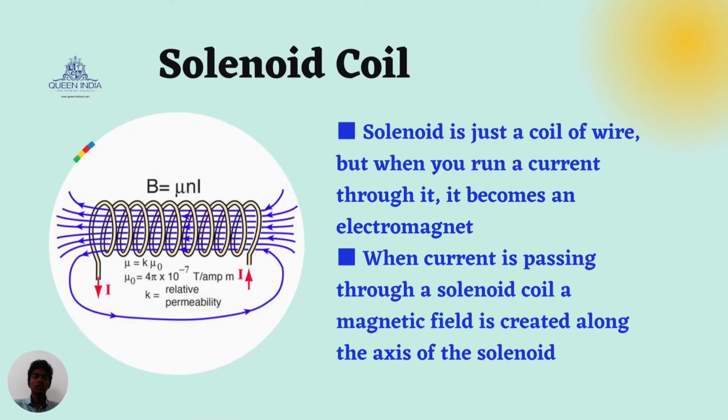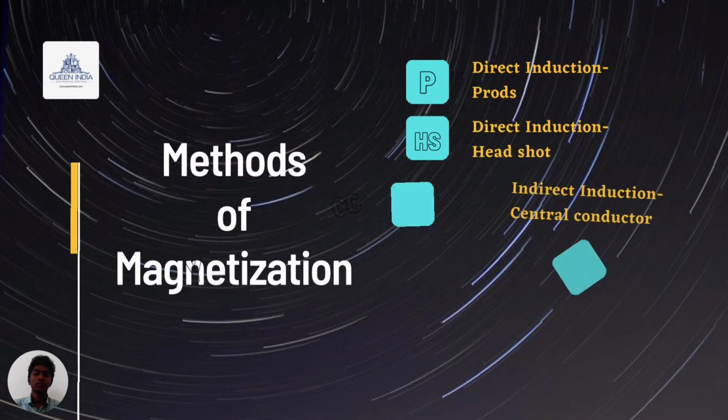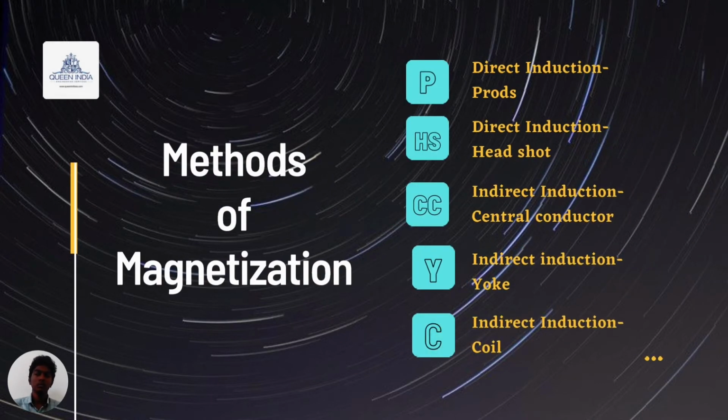What is a solenoid coil? When a current is passing through a solenoid coil, a magnetic field is created along the axis of the solenoid. A solenoid is a coil of wire, but when you run a current through it, it becomes an electromagnet. Methods of magnetization: direct induction prods, direct induction head shot, indirect induction central conductor, indirect induction yoke, indirect induction coil.